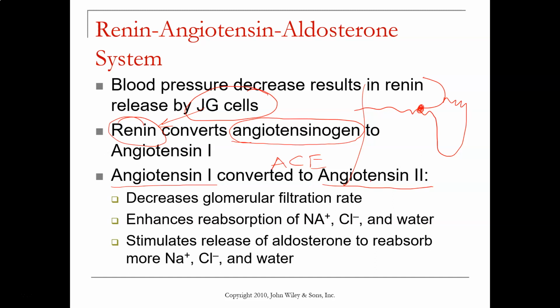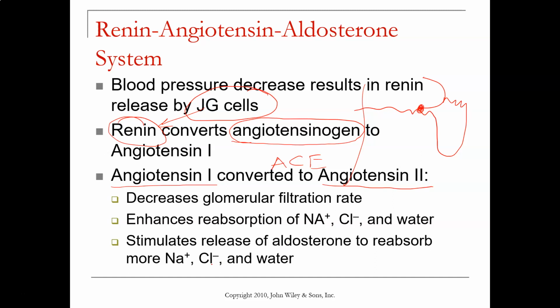And that protein is a very powerful vasoconstrictor. And it helps you deal with low blood pressure. It decreases the glomerular filtration rate, so you're not going to lose as much from your blood. It enhances reabsorption of water and also ions, all of which are going to up your blood volume.